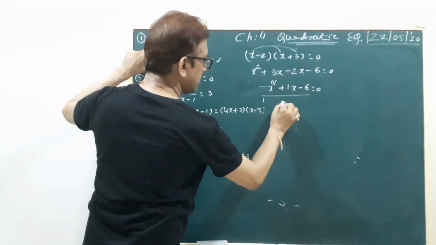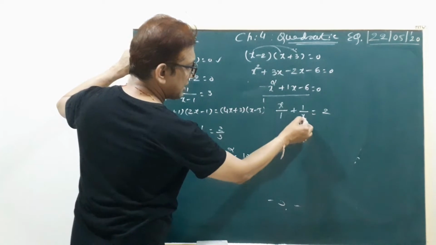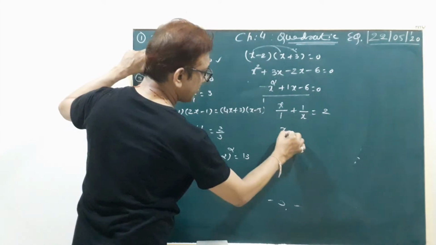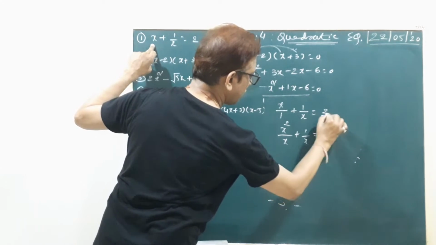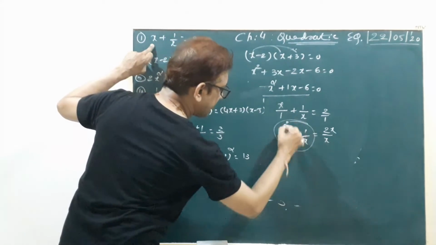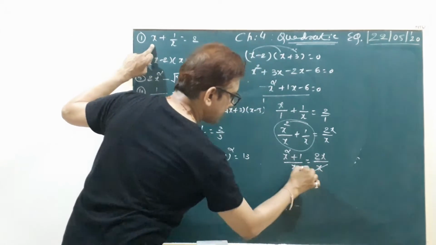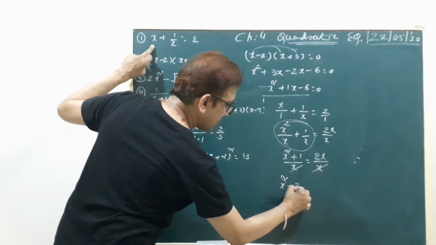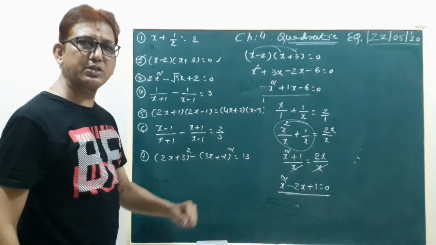Now the first question: x plus 1 upon x equals 2. Here the denominator is x, here the denominator is 1. To get equal denominators, multiply by x. x square upon x, 1 upon x, and here also 2 upon 1, so 2x upon x. Same denominator on both sides, so x square plus 1 upon x equals 2x upon x. The x cancels, same denominator. Now x square, with 2x moved to the left side: x square minus 2x plus 1 equals 0. This is your quadratic equation because the highest power is 2.